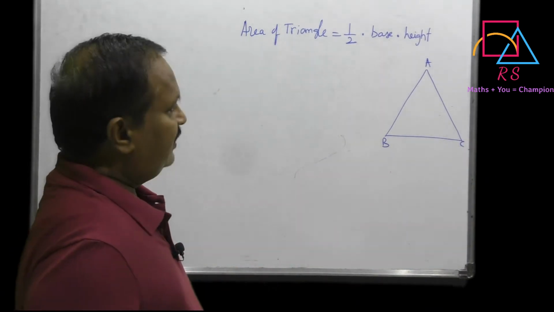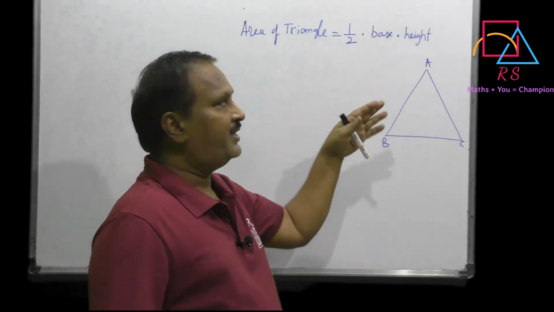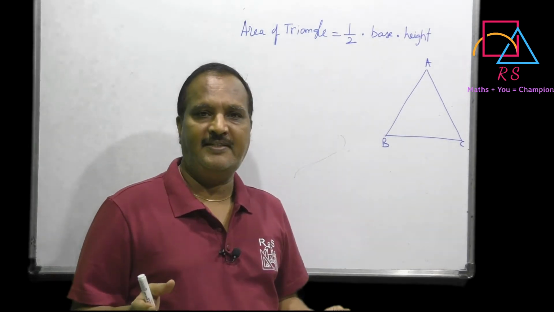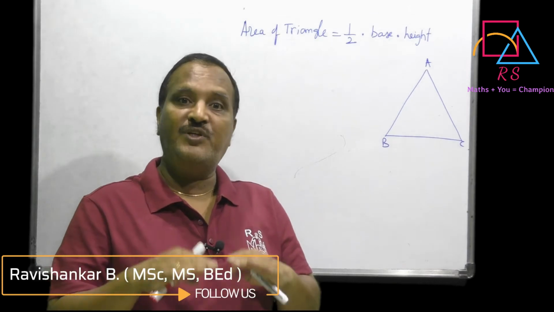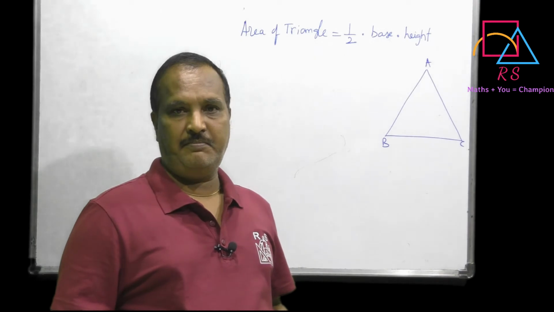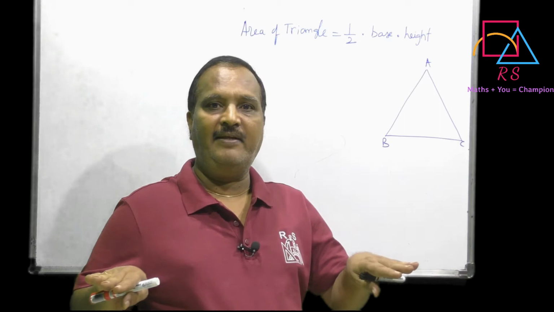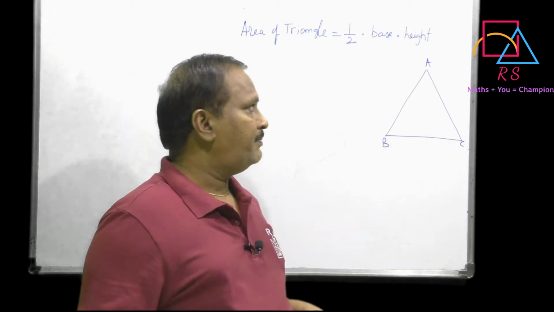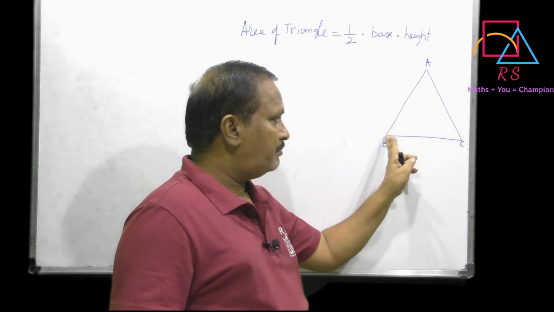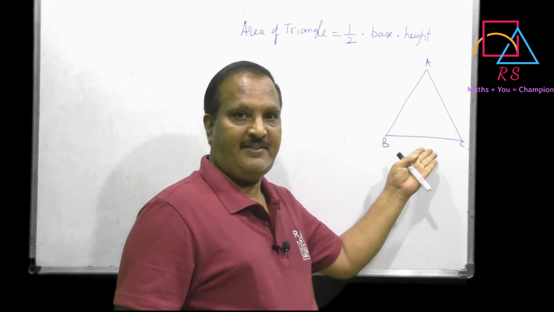So now in this triangle, half is the numerical, leave it. Base, what is the base? Base usually means something on which the figure stands, like a building stands on the basement. So every figure stands on one line or something, that we call a base. The whole triangle is standing on BC, therefore BC we call a base.